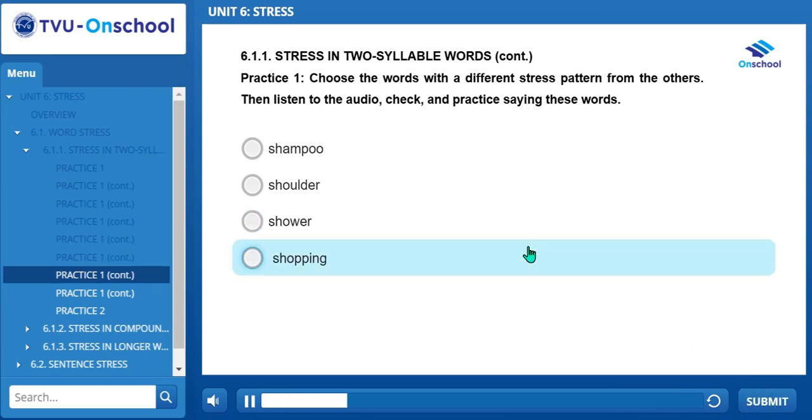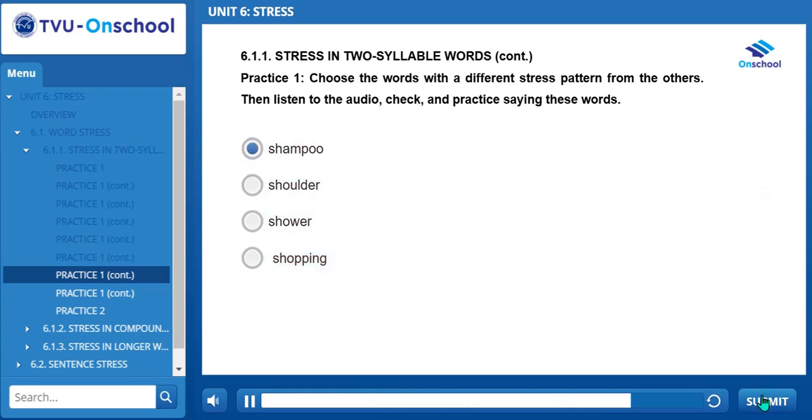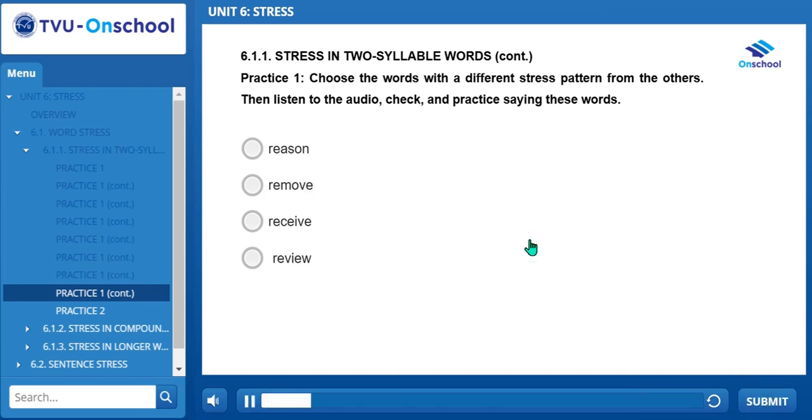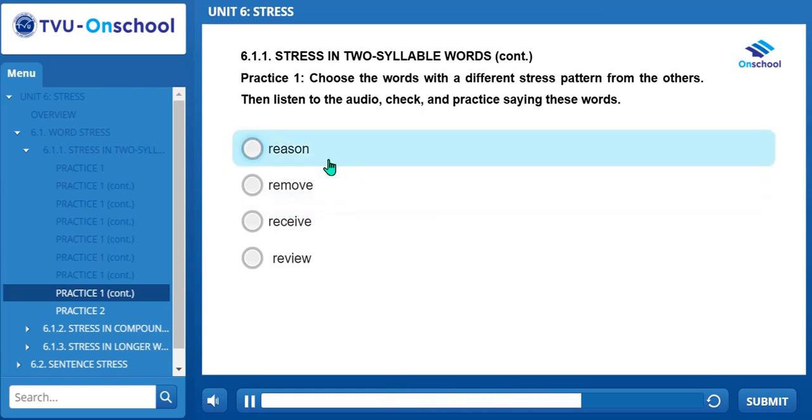Seven. Shampoo, shoulder, shower, shopping. Eight. Reason, remove, receive, review.